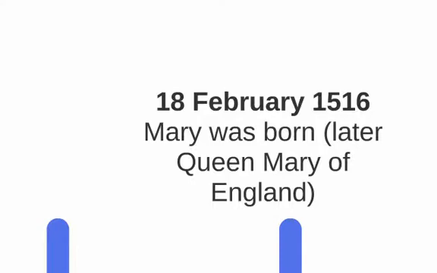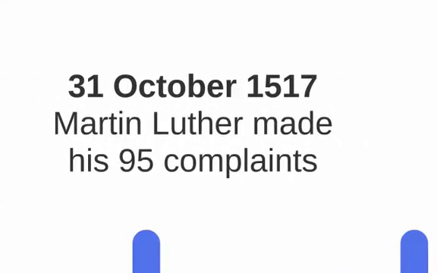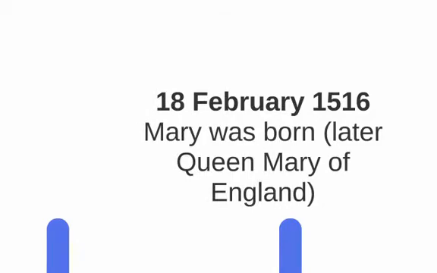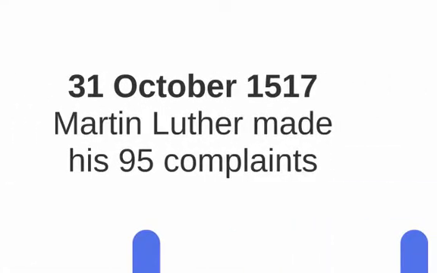Fast forward 3 years, the marriage of Catherine of Aragon and Henry VIII brings their first child that survives. We've got the birth of Mary, who later becomes Queen Mary of England, on the 18th of February 1516. It is the following year that Martin Luther makes his 95 complaints and posts them to the door of his local church in Germany. So just think about that. 1516, the birth of Henry VIII and Catherine of Aragon's daughter. They're still very happily married at this stage, and it is the year later that Martin Luther makes his complaints.